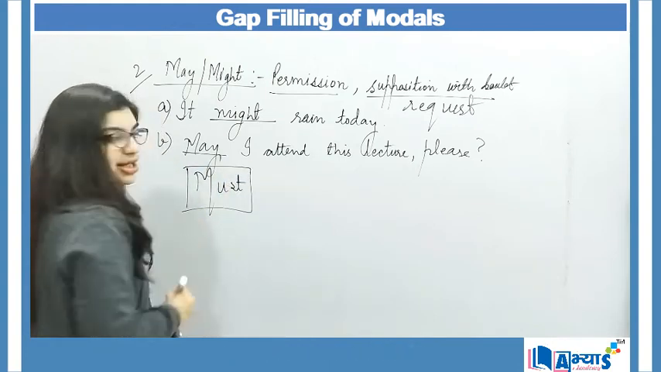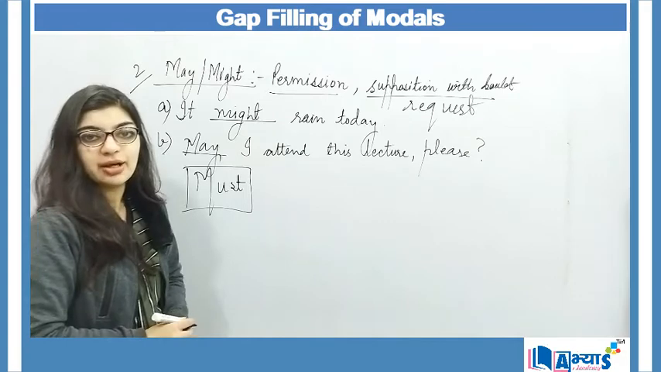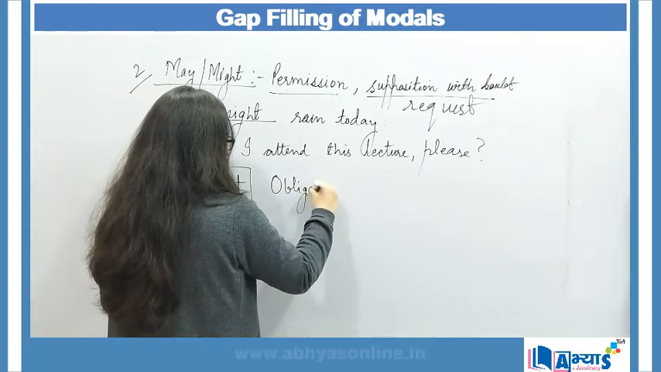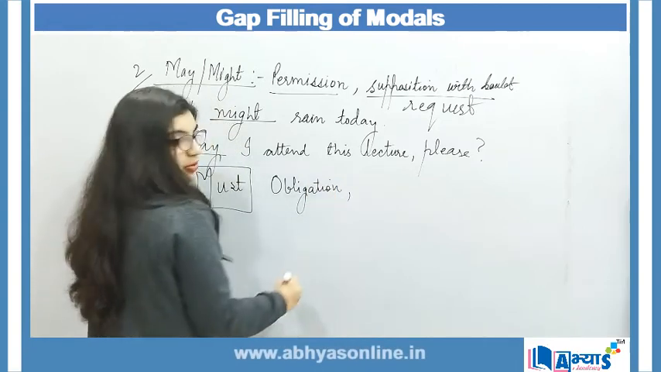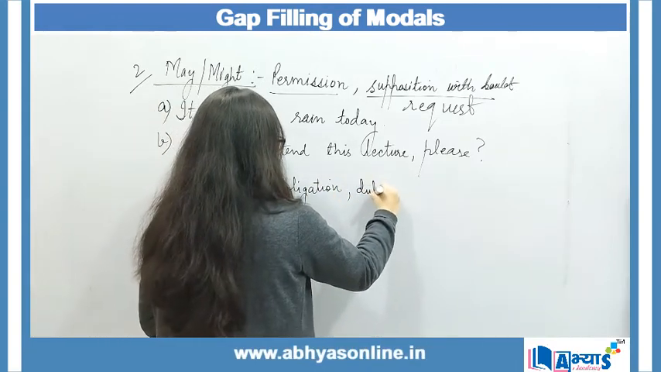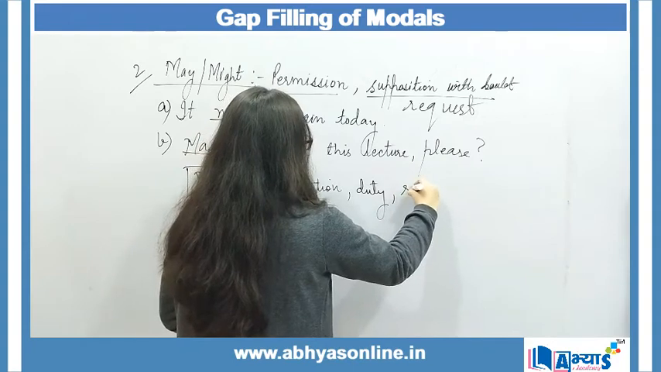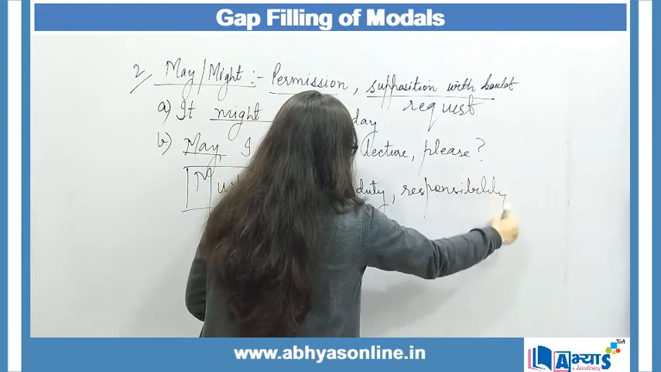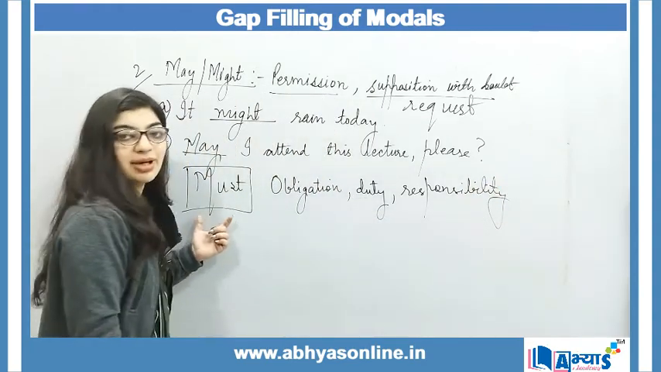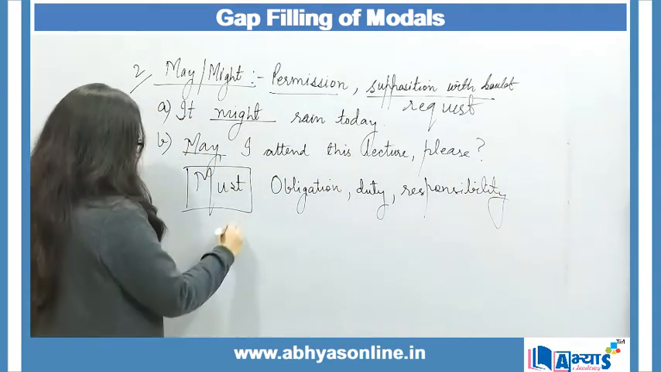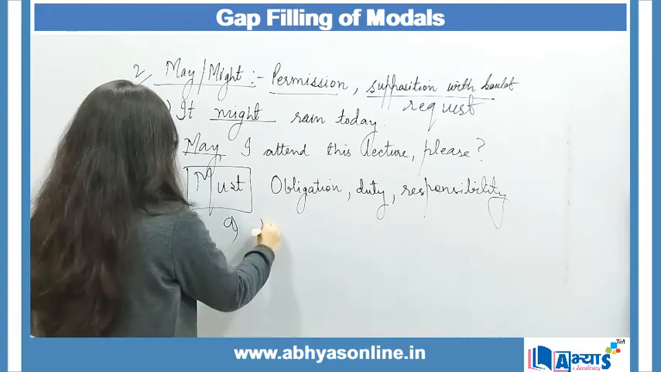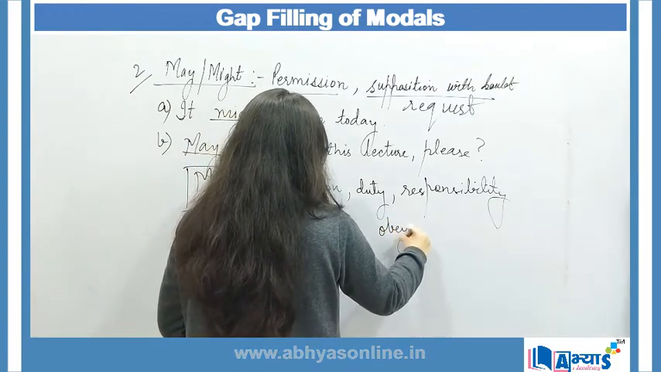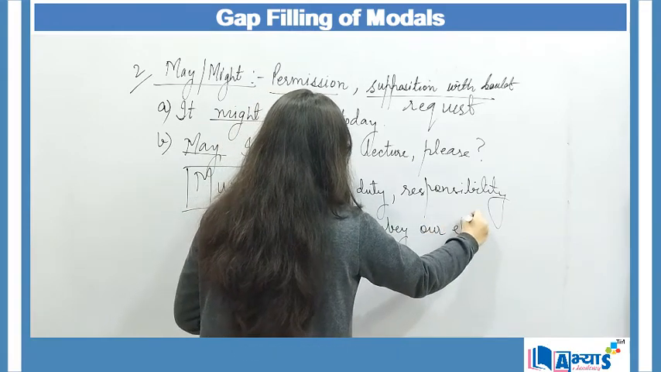Now the modal must is different from may or might. Must is used for showing some kind of obligation, or to perform some kind of duty, or to show some kind of responsibility. So these are some of the cases where must is used. For example, I say we dash obey our elders.